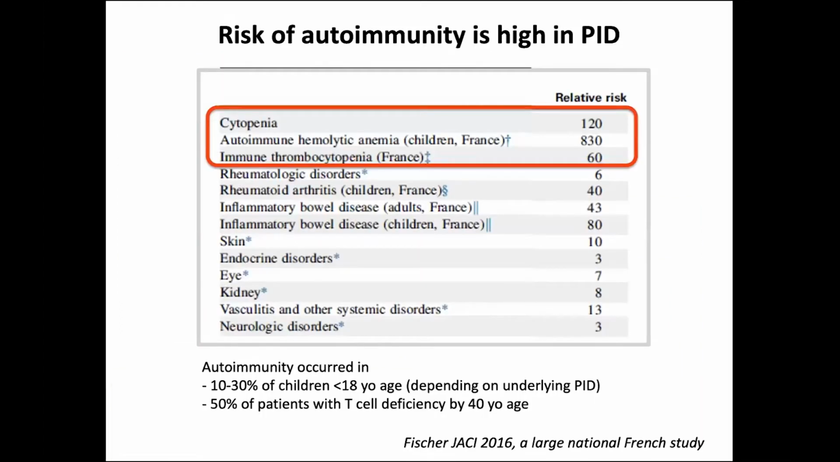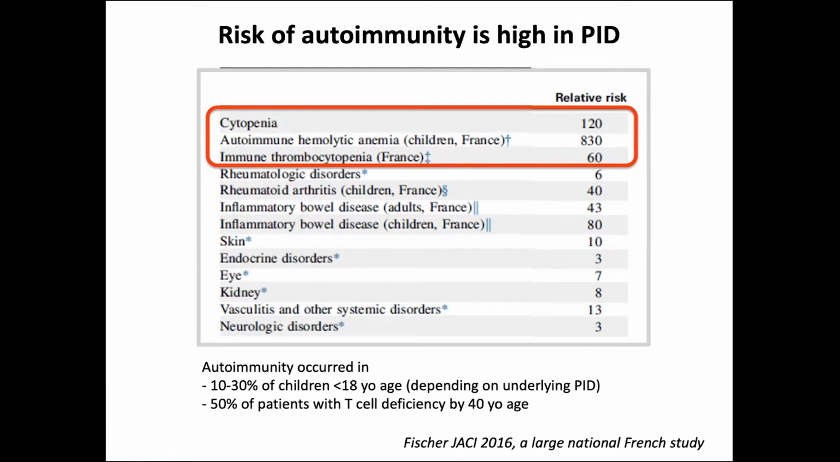And this is a very important paper that we tend to bring up in our scientific meetings. The paper was written by a French group led by Alain Fischer in 2016, where he showed very nicely that children who develop hemolytic anemia in the immune deficient group have an 830 times higher risk of developing cytopenias than a general patient population of the same age. And even for immune thrombocytopenia, the relative risk is 60-fold higher.